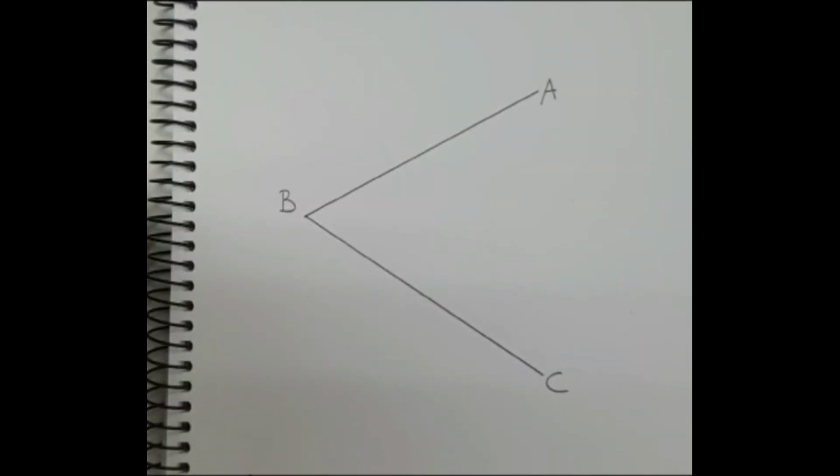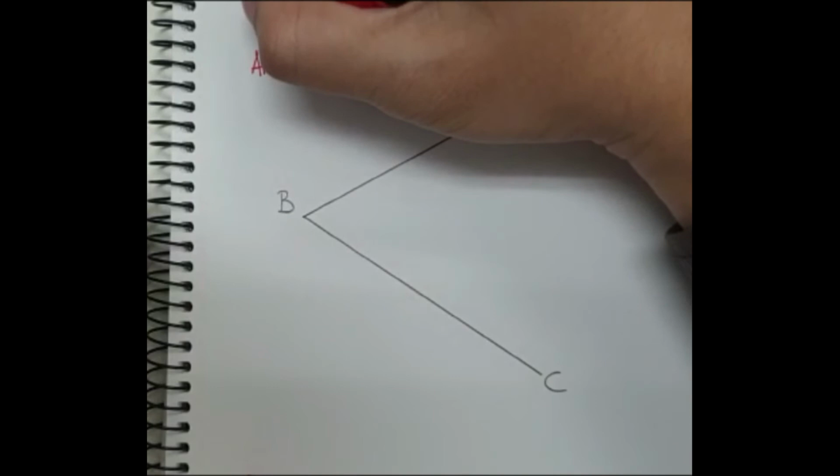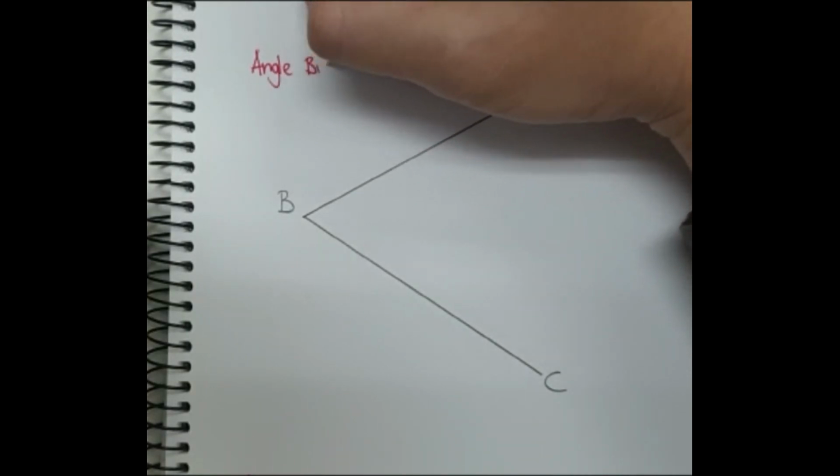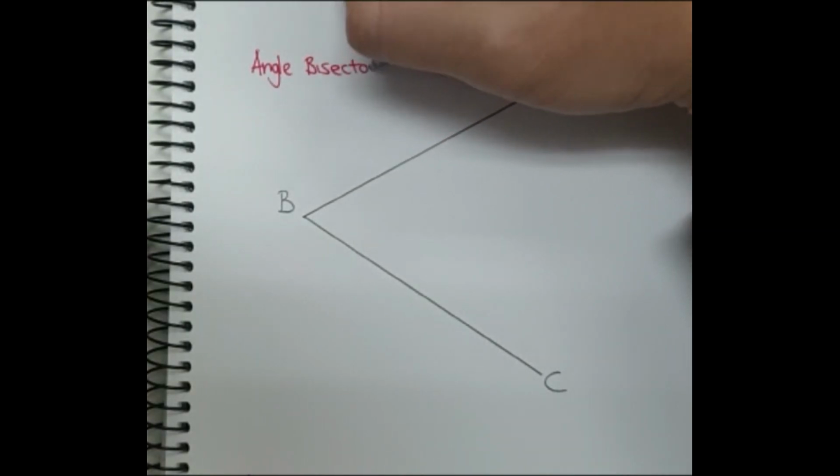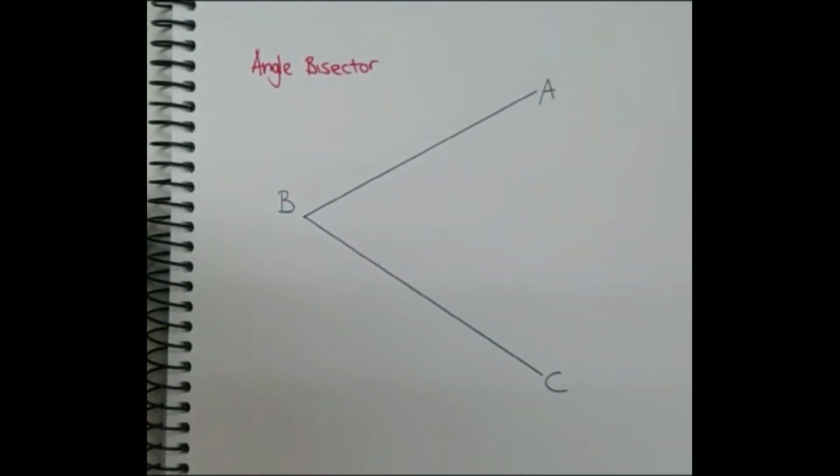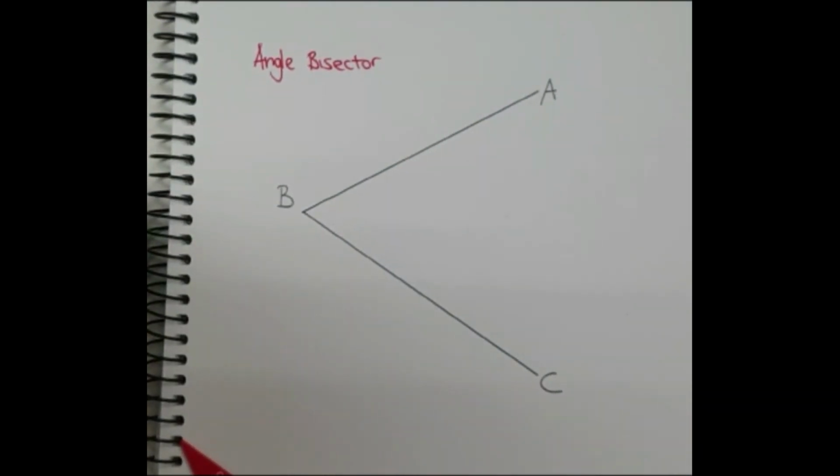Next, if you need to draw an angle bisector. What does the word angle bisector tell you? It cuts the angle into half. Yes, an angle bisector cuts the angle into half. Now the angle bisector requires a little bit more steps than the perpendicular bisector, but generally the concept is the same.